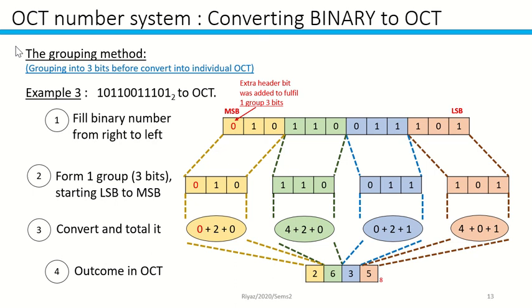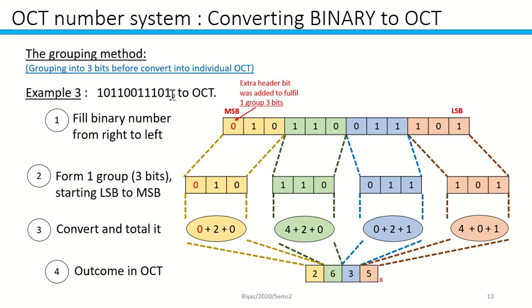In the octal number system, how are you going to convert from binary to octal? Let's say this one, you have to do the grouping method. It's similar to the hexa before, but in this case, you need to group everything into 3 bits per group before you convert it to individual octal.